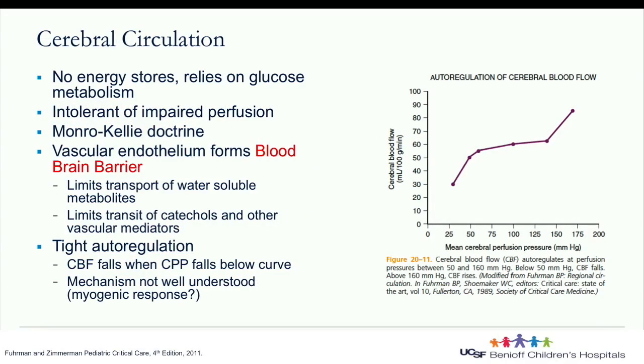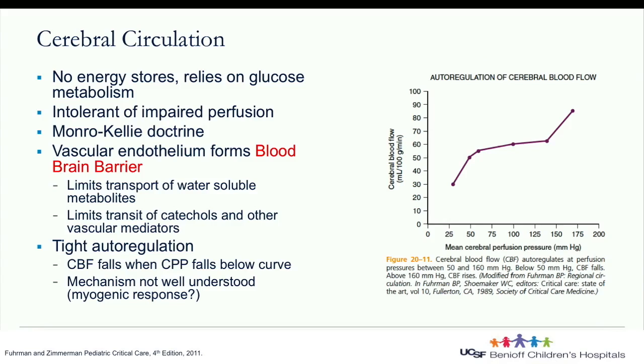So we'll finish with a brief review of two specific systemic vascular beds. The cerebral and the coronary circulations are both unique and I think important to know for the exam. So the brain is unique in many ways. It relies entirely on glucose metabolism and has no intrinsic energy stores. And as we know clinically, the brain does not tolerate decreased perfusion.